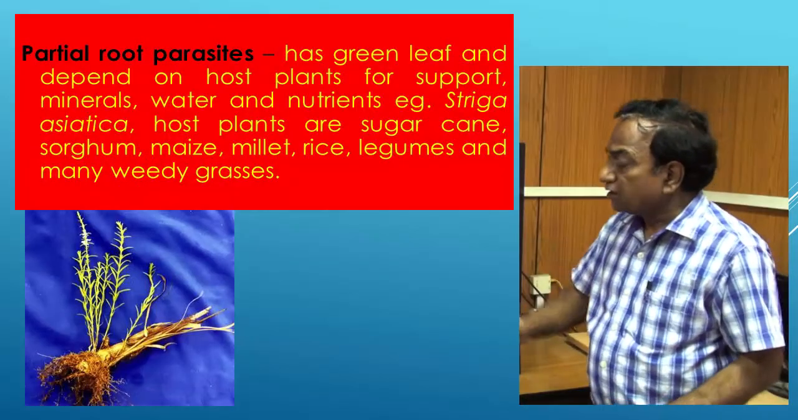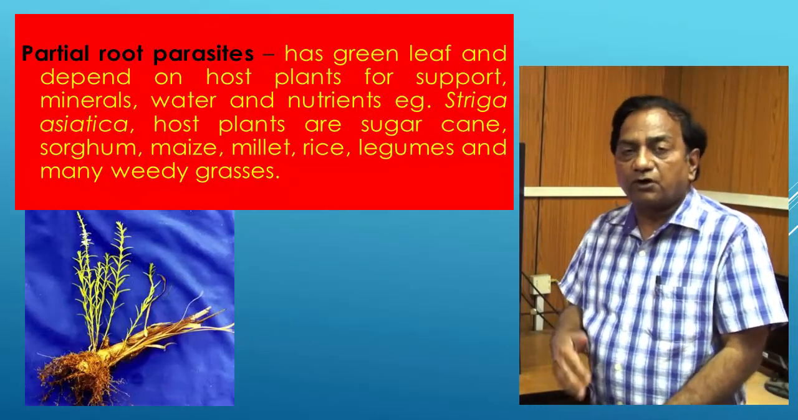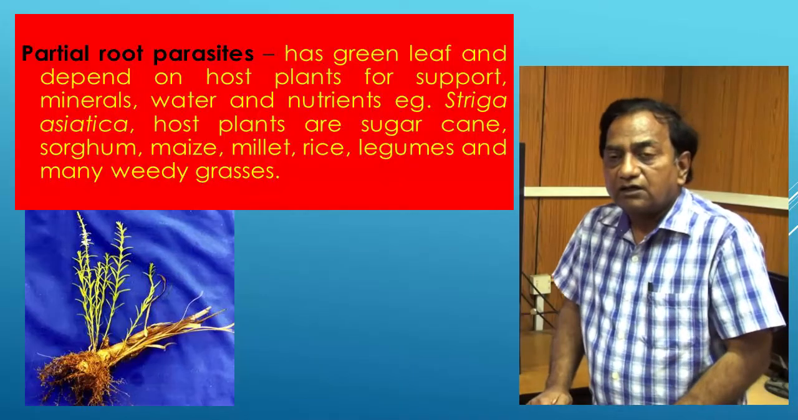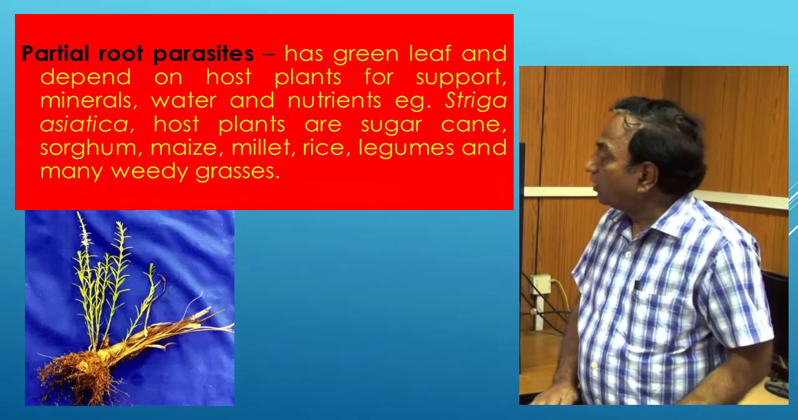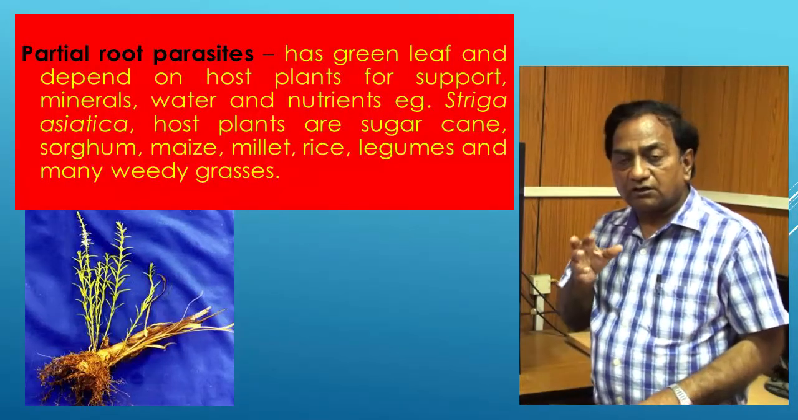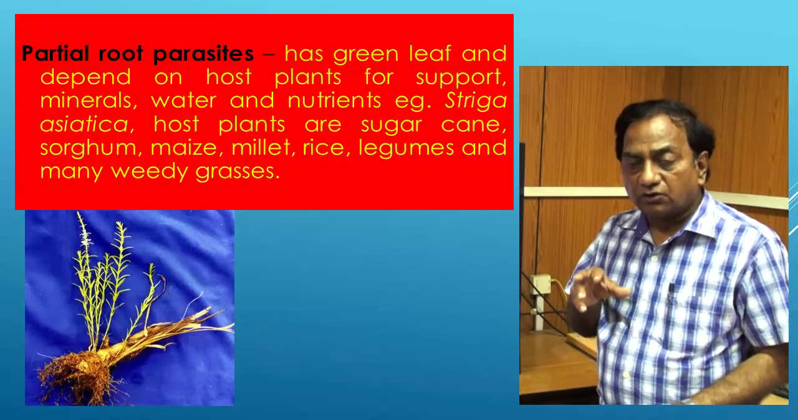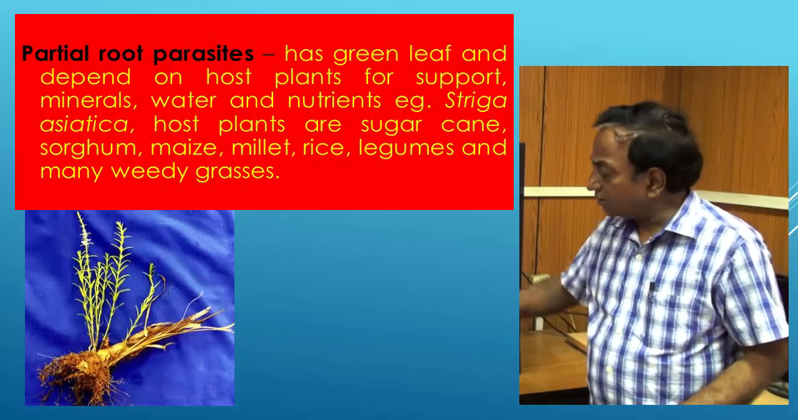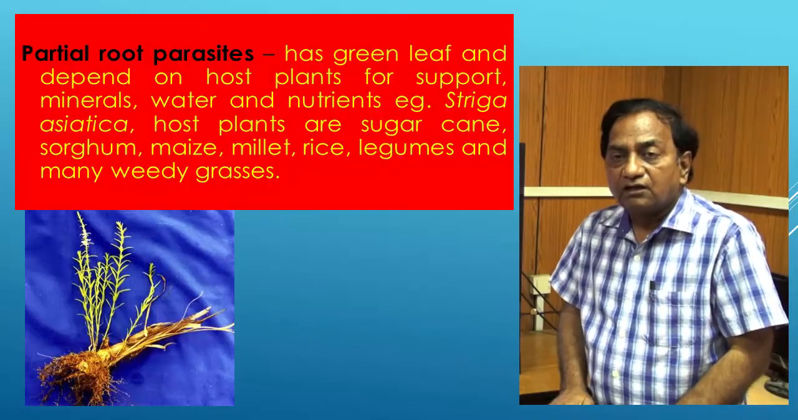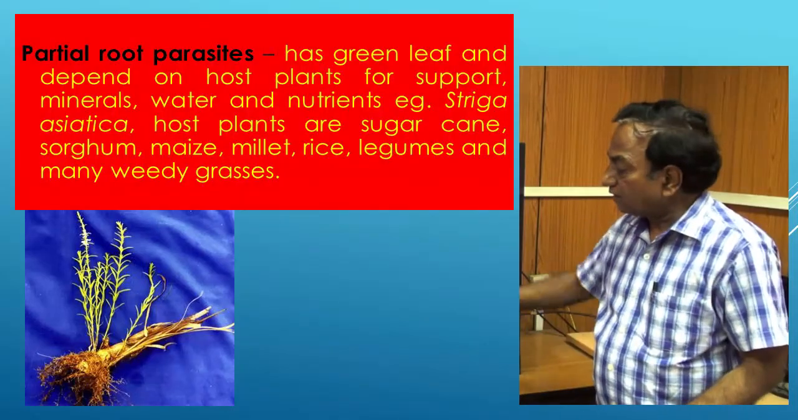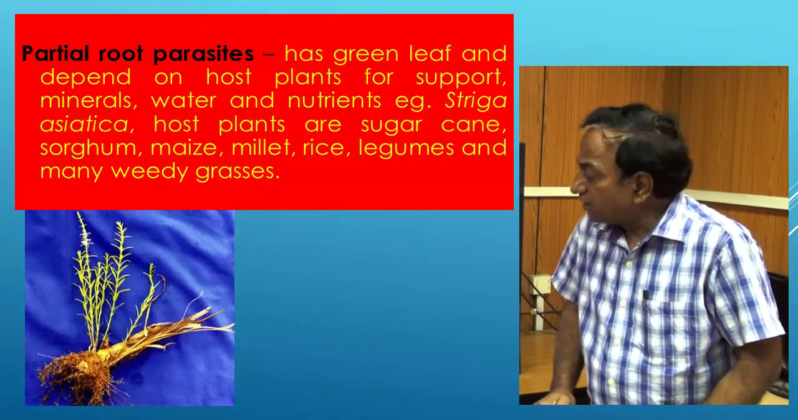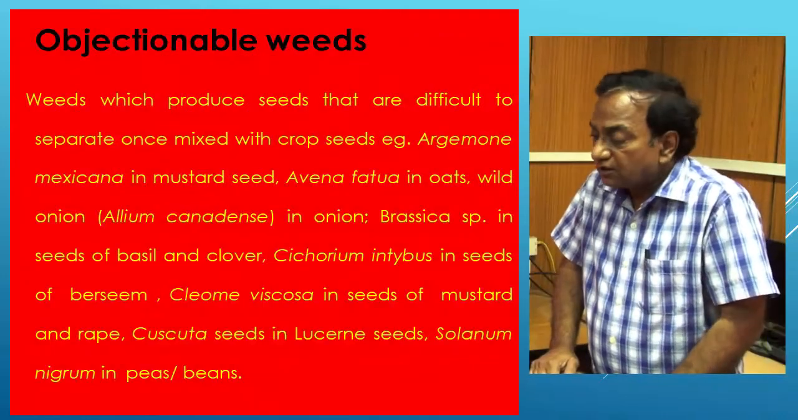Partial root parasite is very common in maize crop, sugarcane crop or any other millet crop. This also depends upon the host plant partially, and because it is greener, it also photosynthesizes. The very common example is Striga, an objectionable weed.